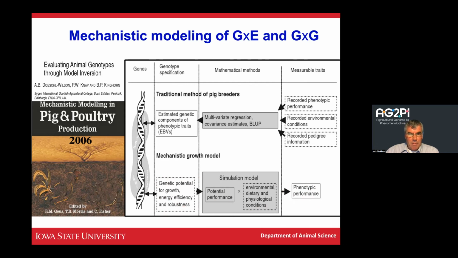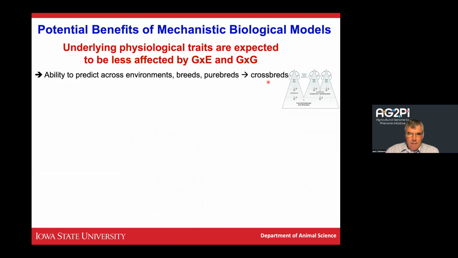But they did realize that there could be very many potential benefits. If you are able to find these underlying traits that are less affected by G by E and G by G, you can predict across environments, across breeds, from purebreds to crossbreds. You can use that to optimize phenotyping strategies, so find where phenotypes should be collected, on what animals, address what-if questions, what happens if I put this animal or its progeny in another environment, and also predict potential limits to selection.